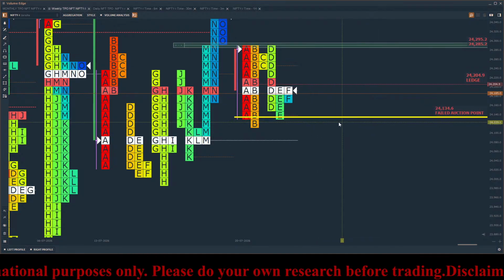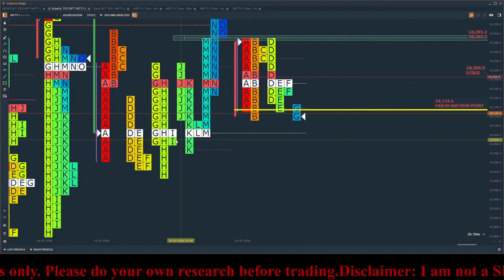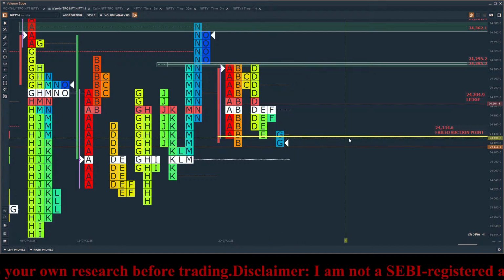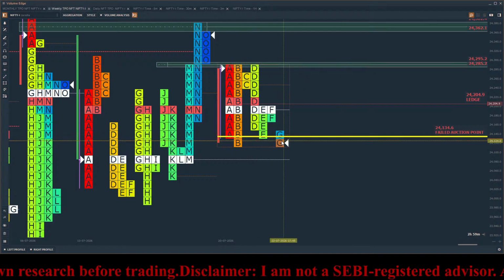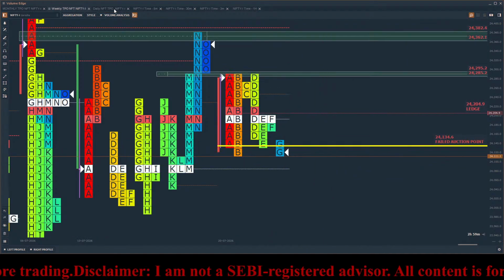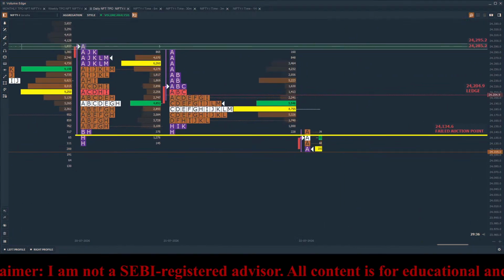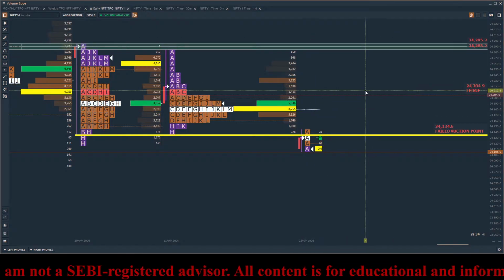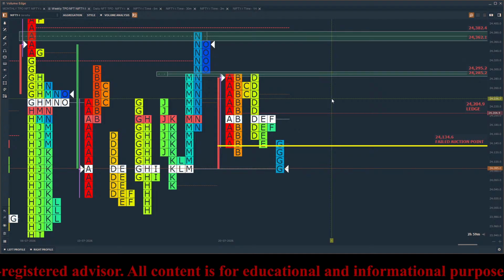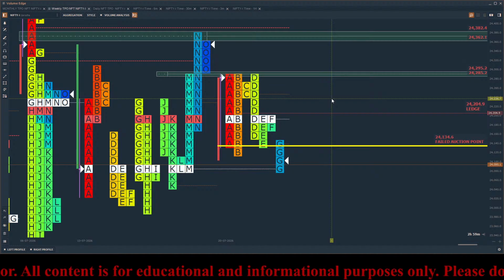If it breaks this line, definitely it will touch these areas here. Of course, it opened gap down, and it has broken this line as well. Let's watch this area in order flow, and it will let us know. In weekly also, I'm just writing balancing market. It's just supporting the current market.